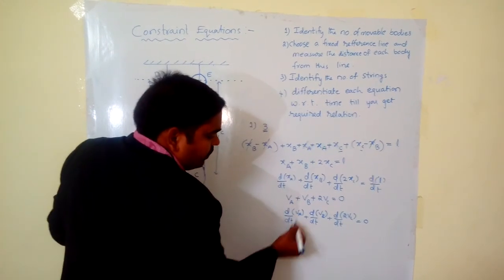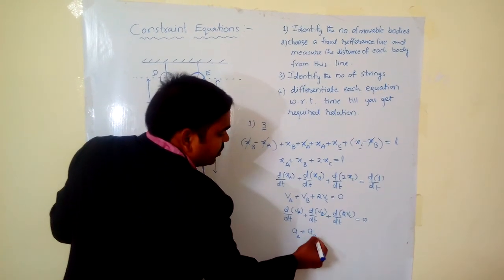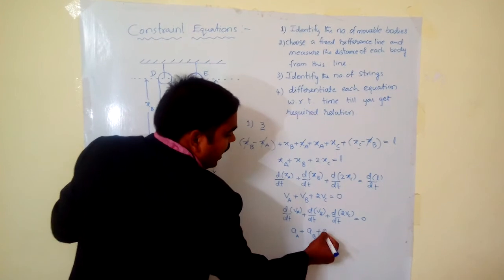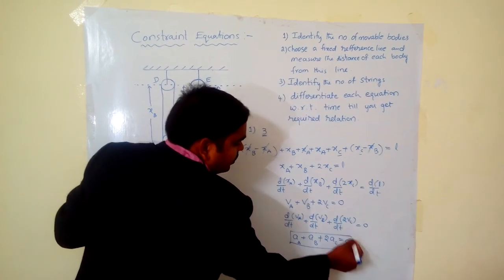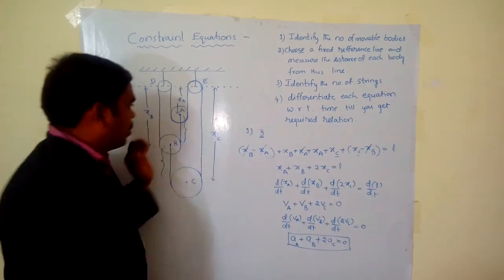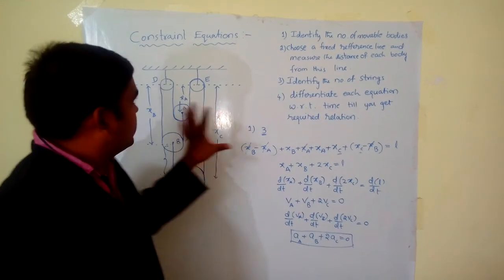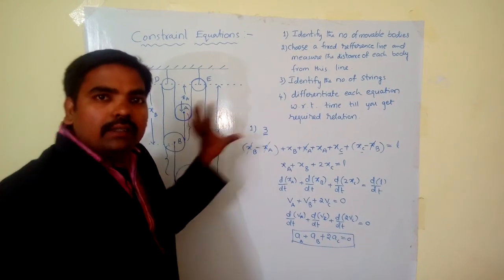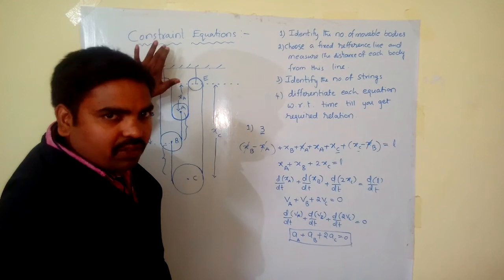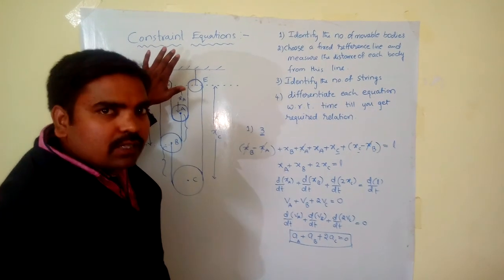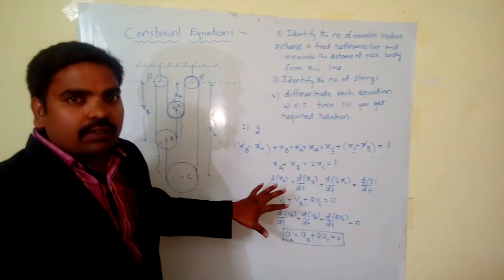Now this is the rate of change of velocity. You will get acceleration of A, and here acceleration of B, and here acceleration of C. So this is the required relation among the accelerations of pulleys A, B, C. So this is the explanation regarding constraint equations and how to write constraint equations. So in the next class we'll solve this problem by using the constraint equation. Okay.